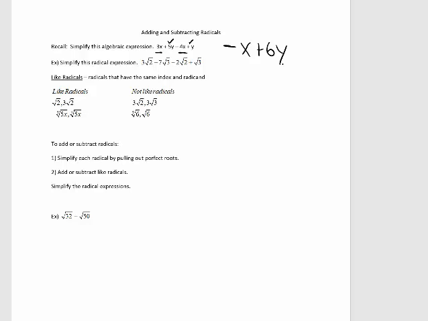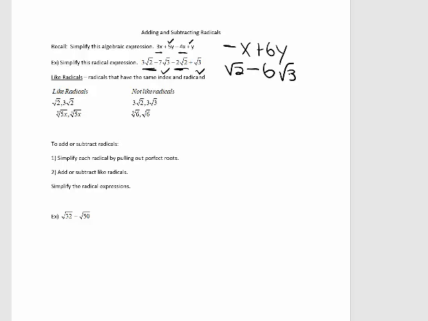I can do something very, very similar with radicals. Let's take a look at this radical expression. 3 times the square root of 2, I can combine with negative 2 times the square root of 2. 3 minus 2 is 1, and I'm going to leave the square root of 2 alone. Negative 7 times the square root of 3 plus 1 times the square root of 3, that's negative 7 plus 1, that's negative 6 times the square root of 3. So what we did here was combining like radicals.